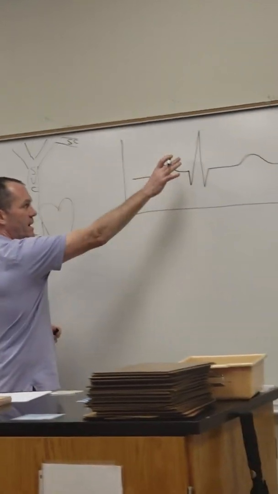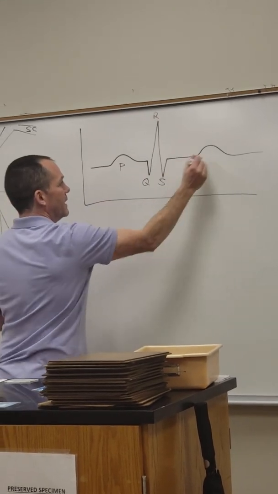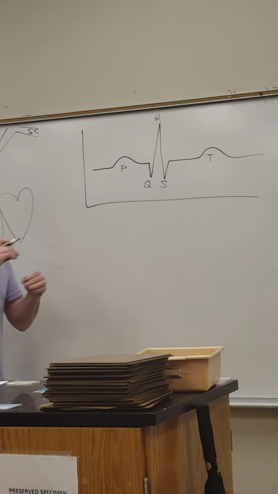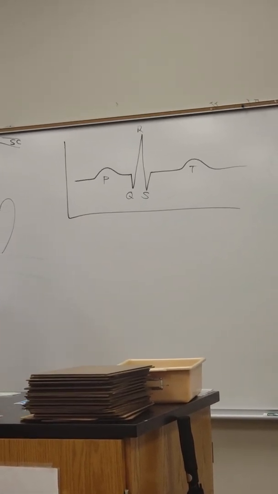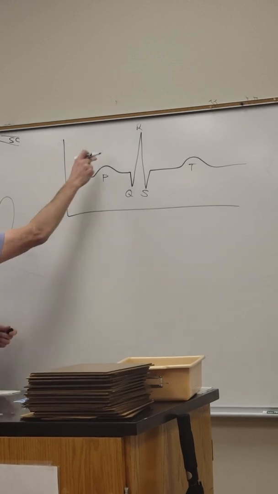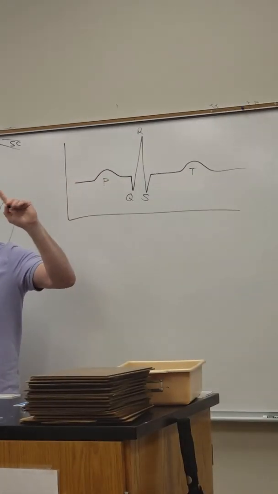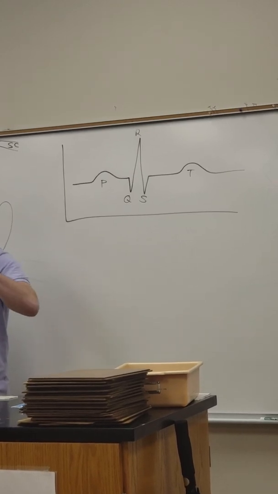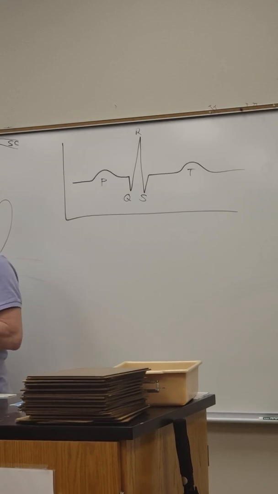So this P wave, the QRS complex, and the T wave represent electrical signals that you can detect because the heart is conducting electrical activity. This is not contraction. None of these are contraction or relaxation. They're all the signals that cause the contraction and relaxation.